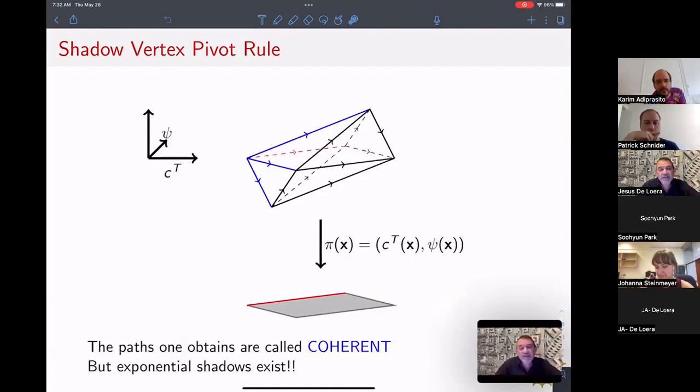So what is the shadow vertex pivot rule? You need to know what vertex you are in. So you are at this vertex, say. And then you have your objective function. In this case, my objective function goes in that direction.